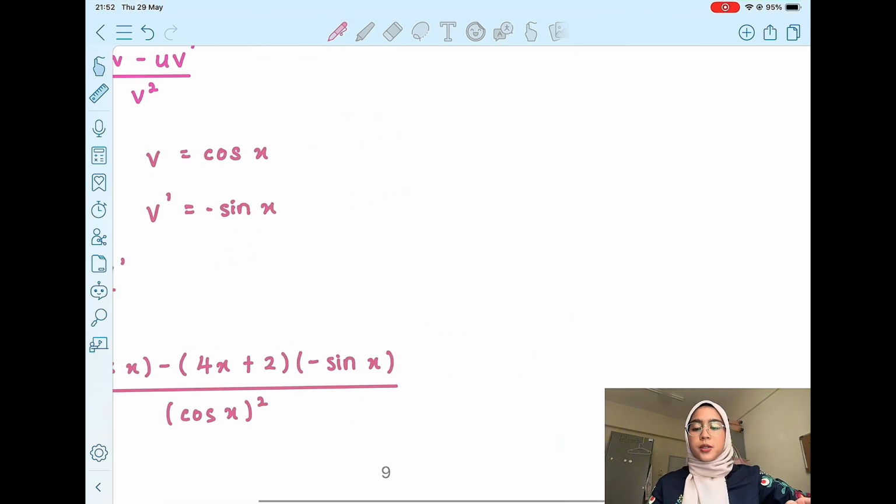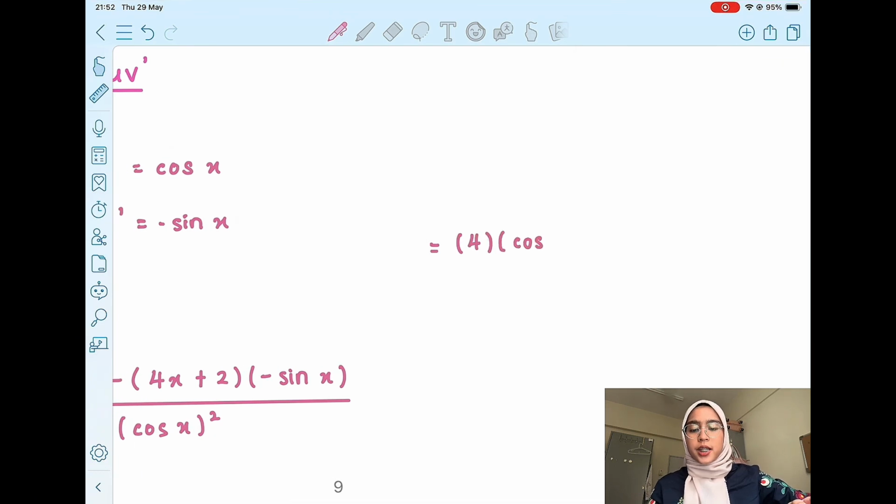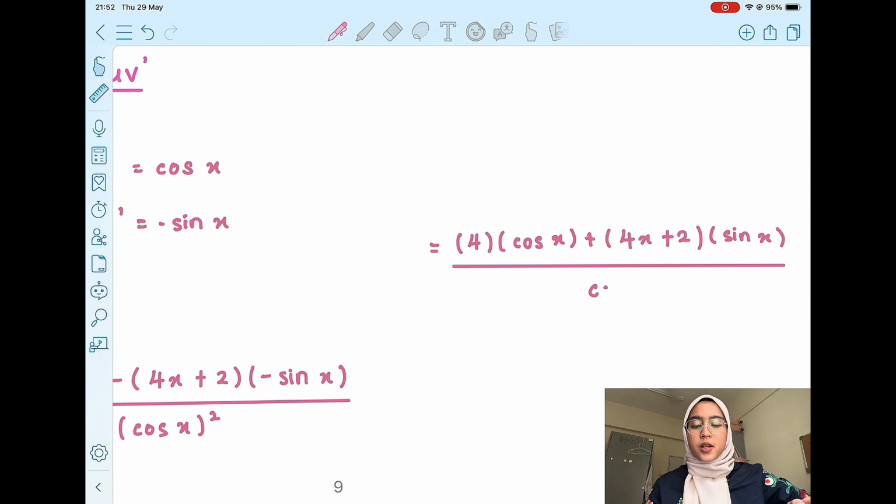So we simplify it and we got 4 times cos x plus 4x plus 2 times sin x over cos squared x. So we can leave our final answer like this because in most calculus problem, the answer is acceptable. That is our final answer and we move on to the next question.